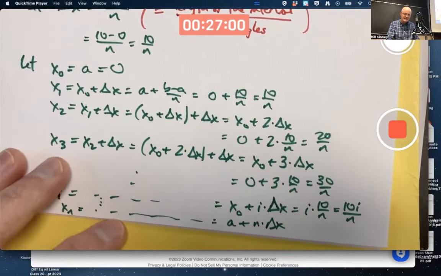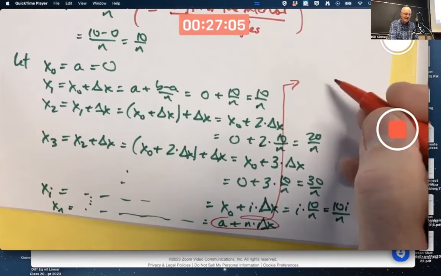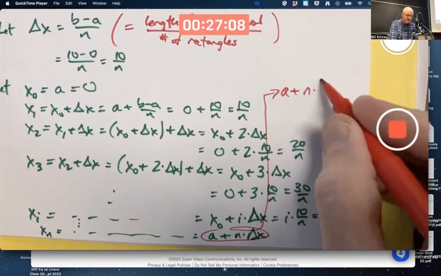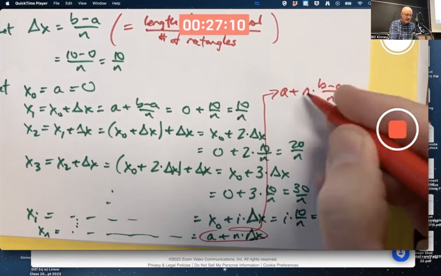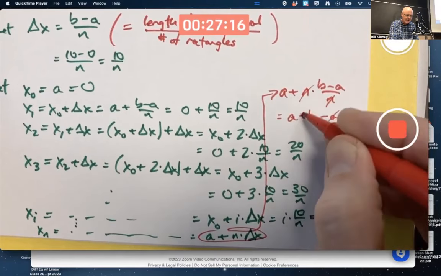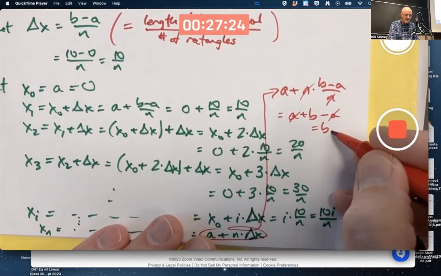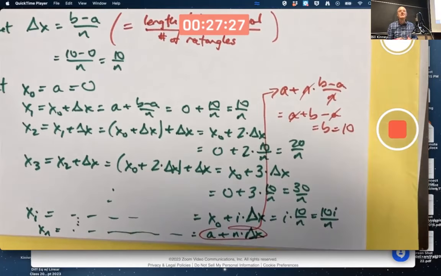In the general case, this equals a plus n times b minus a over n. The n's cancel, giving you a plus b minus a. The a's cancel, leaving you with b. xn, even in the general case, equals the right endpoint, b. For us, that's 10. Okay, yeah, that's the right endpoint of the nth subinterval, and there are n subintervals. It's got to be the very far right endpoint, b, and it does work out to equal b.